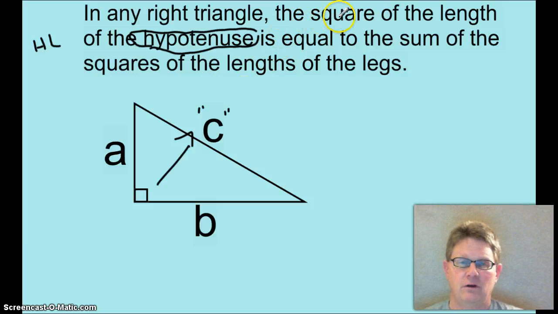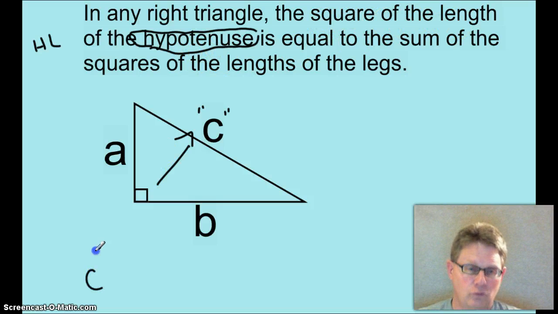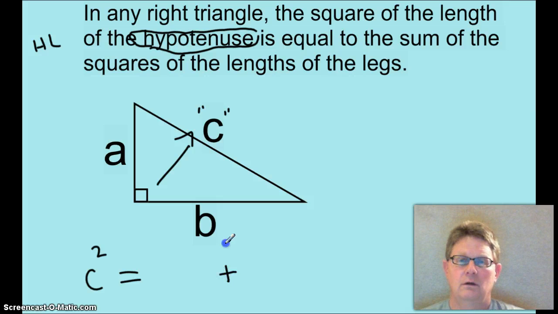So, according to this picture here, using the words of the Pythagorean theorem, our equation should be: the length of the hypotenuse squared is equal to the sum of the squares of the lengths of the legs. So that would be a squared plus b squared.